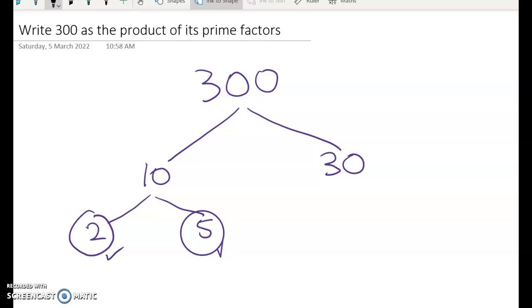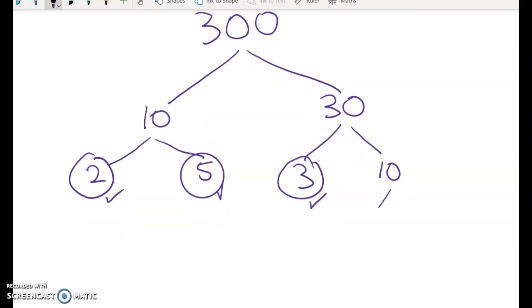So we circle them, and I always tick them. Is 30 a prime? No. 3 times 10 gives me 30. 3 is a prime, circle and tick. 10 is not a prime. 2 times 5 gives me 10. Now, we can't go any further because everything's a prime number.